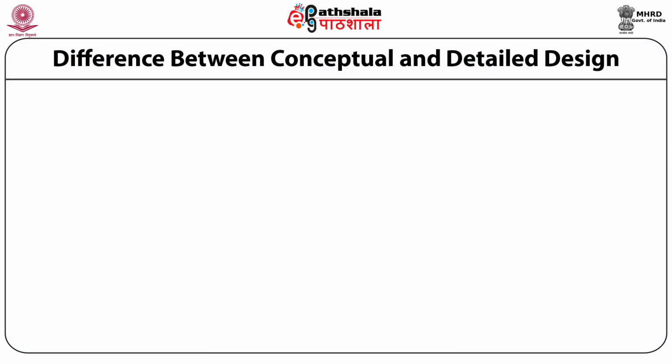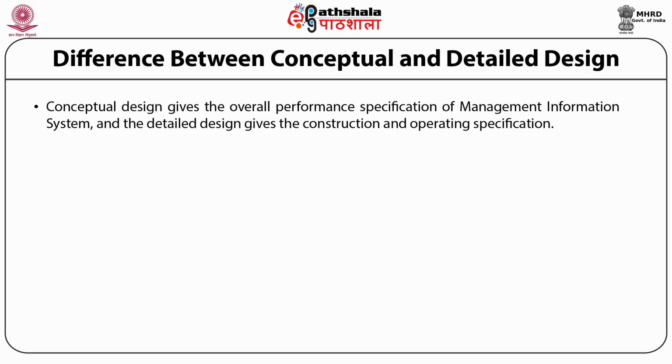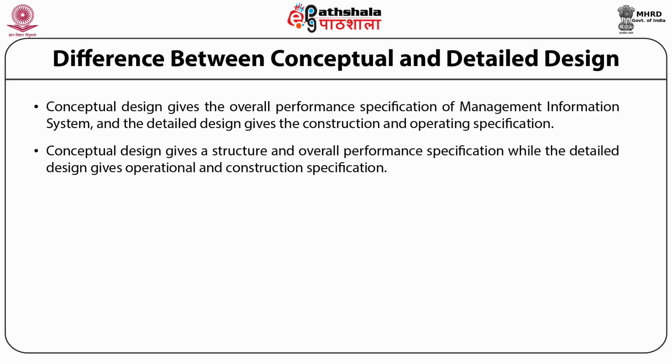Let us now look at the differences between the concepts of conceptual and detailed design. The conceptual design gives the overall performance specification of the management information system, and the detailed design gives the construction and the operating specifications. Broadly, the conceptual design will give us a structure and the overall performance specification, while the detailed design gives the operational and construction specification.